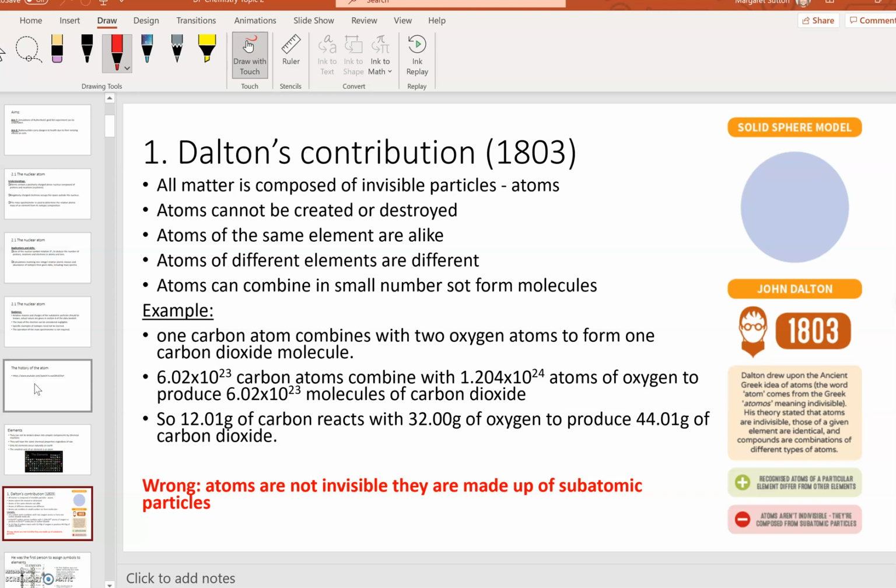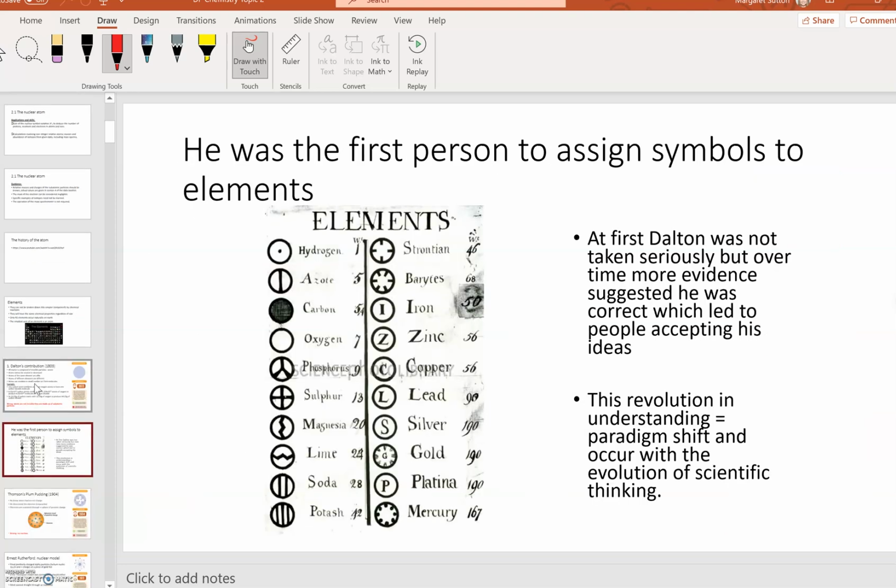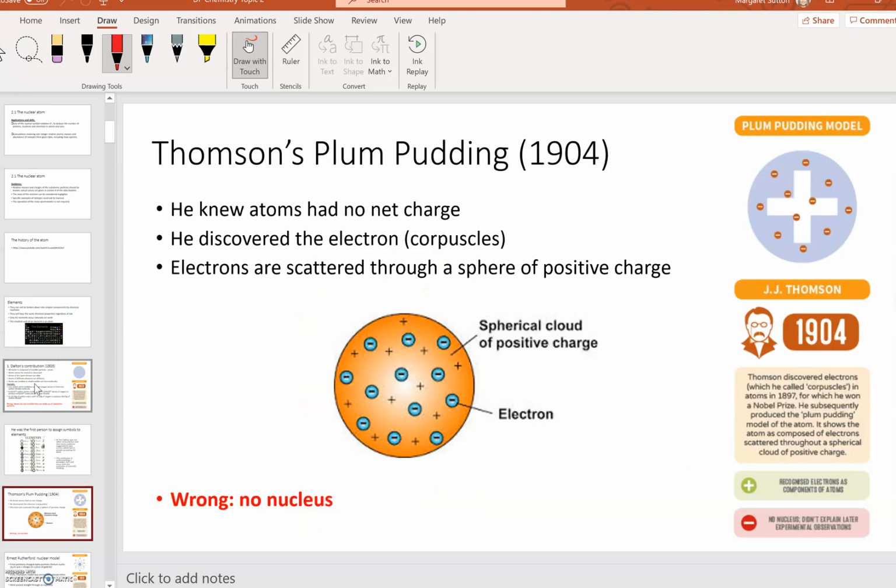So Dalton was one of the first contributors, and he thought atoms were solid spheres, and we know that they're not, because they're made up of subatomic particles. But you can see he was the first one to assign symbols to elements, which is quite clever, and you can see here what he did, which is pretty cool.